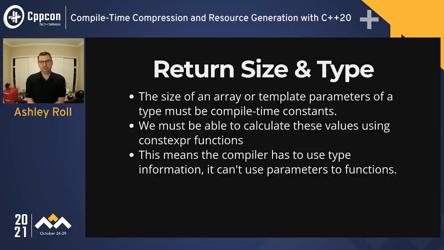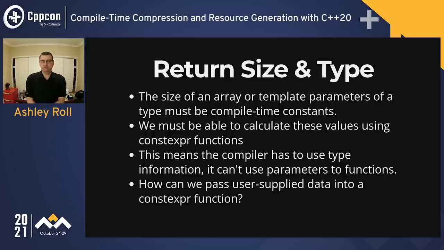That's the only constant data we have at compile time, apart from certain constant values as well, which we can use. We can't pass data into the constexpr function using parameters and use that parameter data to work out a type, because it's not constant at that point. So how do we pass that data in? Well, we've seen an example of it. We use lambdas.